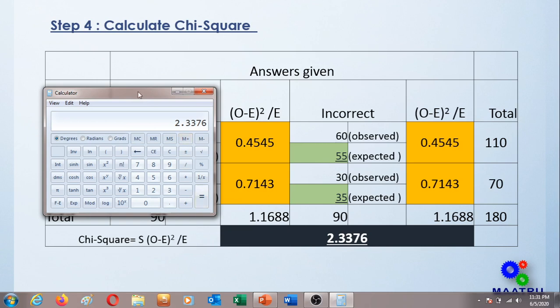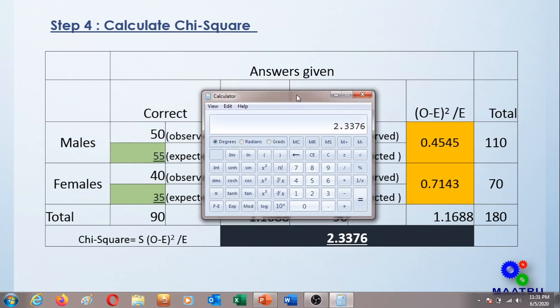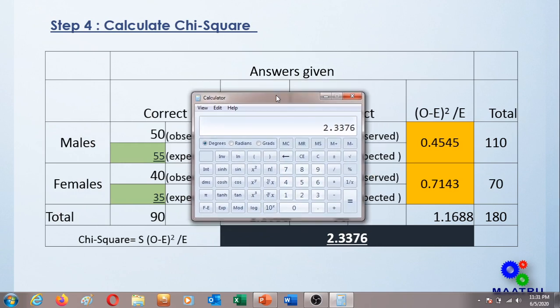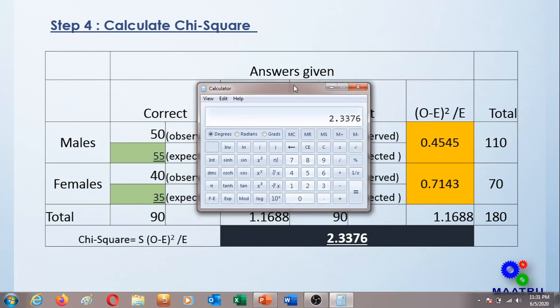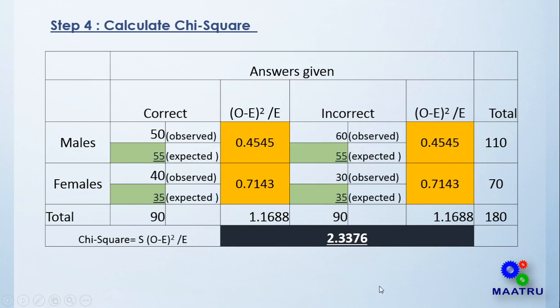The critical value is not given in the question. It means we need not draw the conclusion statement here. Otherwise we can refer to the chi-square table to get the value, and compare the values. If our calculated value is less than the table value, then the null hypothesis will be accepted, otherwise it will be rejected.